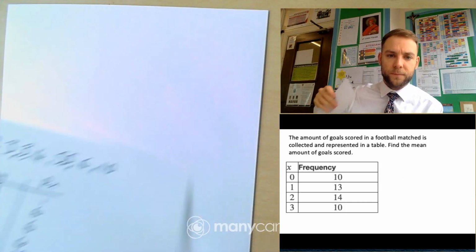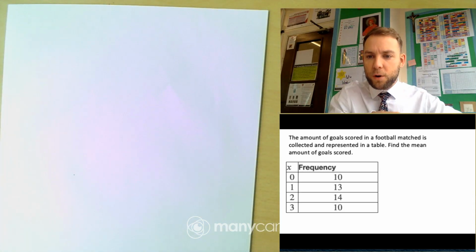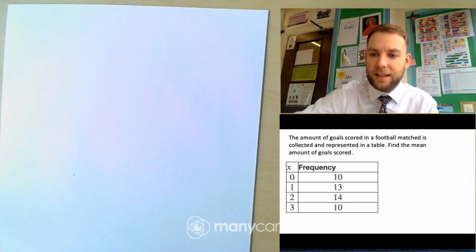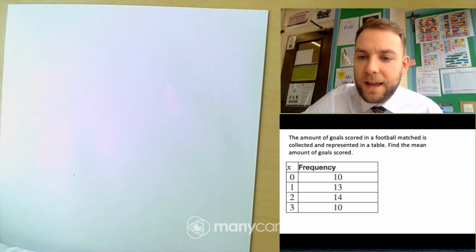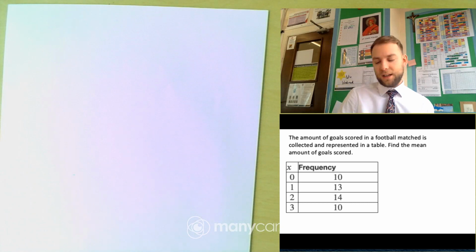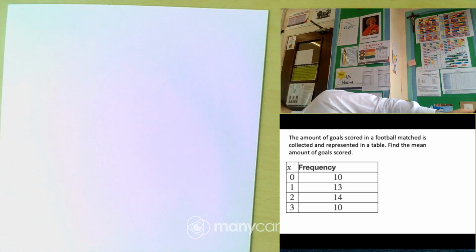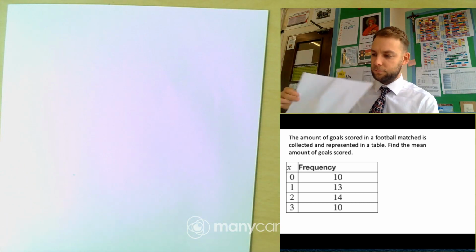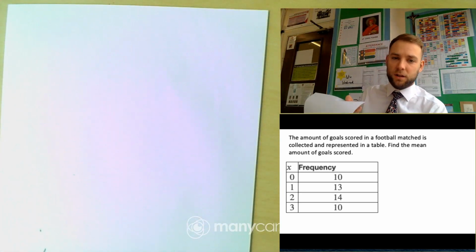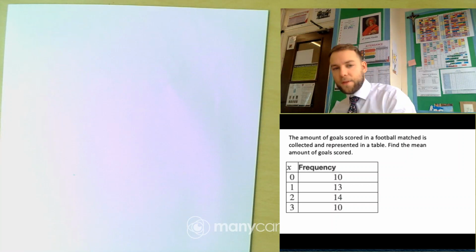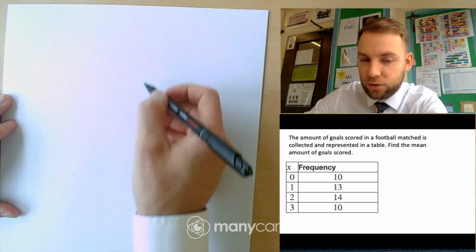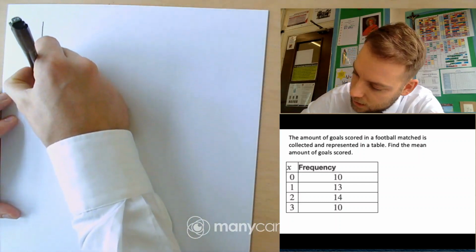Let's move on. This question says, the amount of goals scored in a football match is collected and represented in a table. Find the mean amount of goals scored. So we've got our table here, very similar to the table we've just had. However, this one is a lot smaller, a lot more manageable than the one I was just dealing with. You will have this on your sheet to fill in, but I'm going to draw this out.